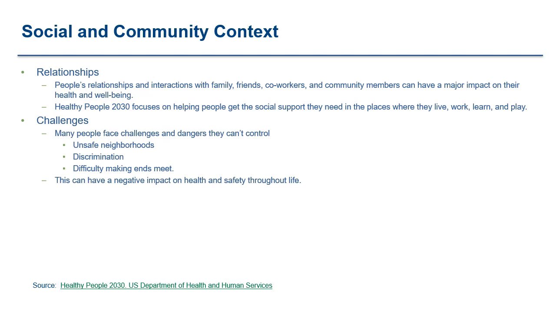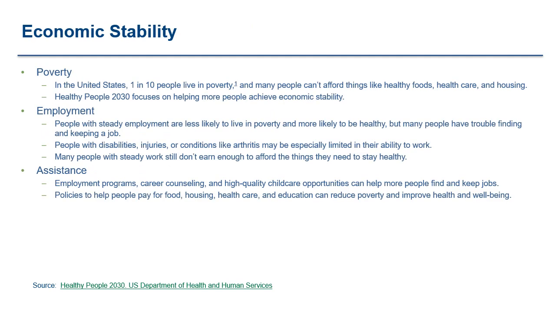Social and community context. So this is where relationships matter. Your relationships with family, friends, and coworkers can have a major impact on your health and well-being. And many people have challenges in these areas, things that they can't control: unsafe neighborhoods, discrimination, difficulty making ends meet. These can all have a negative impact on your health and safety throughout your life.